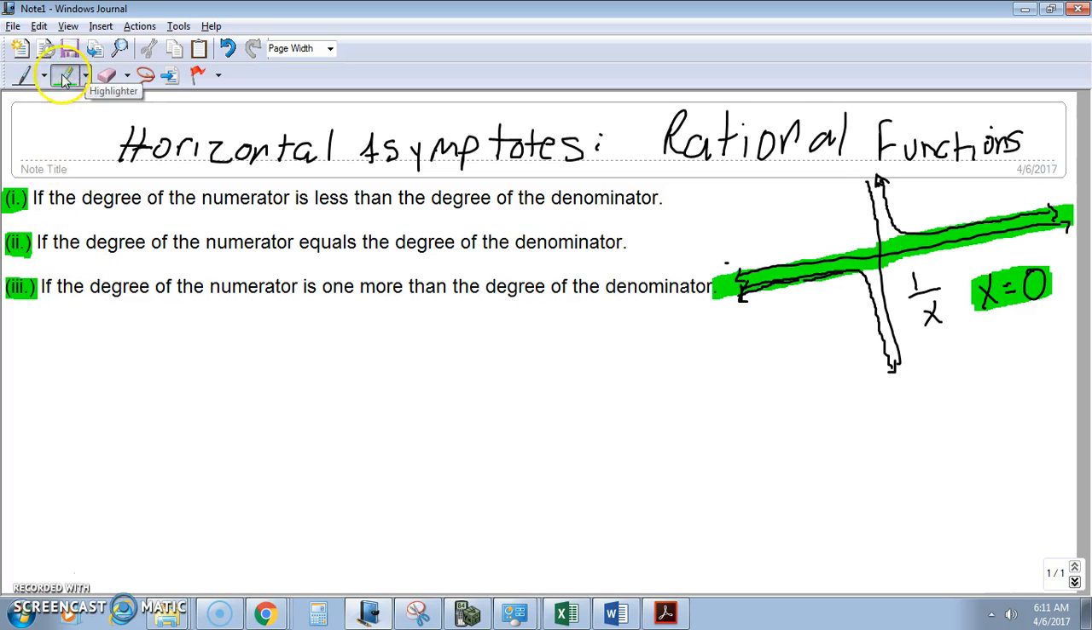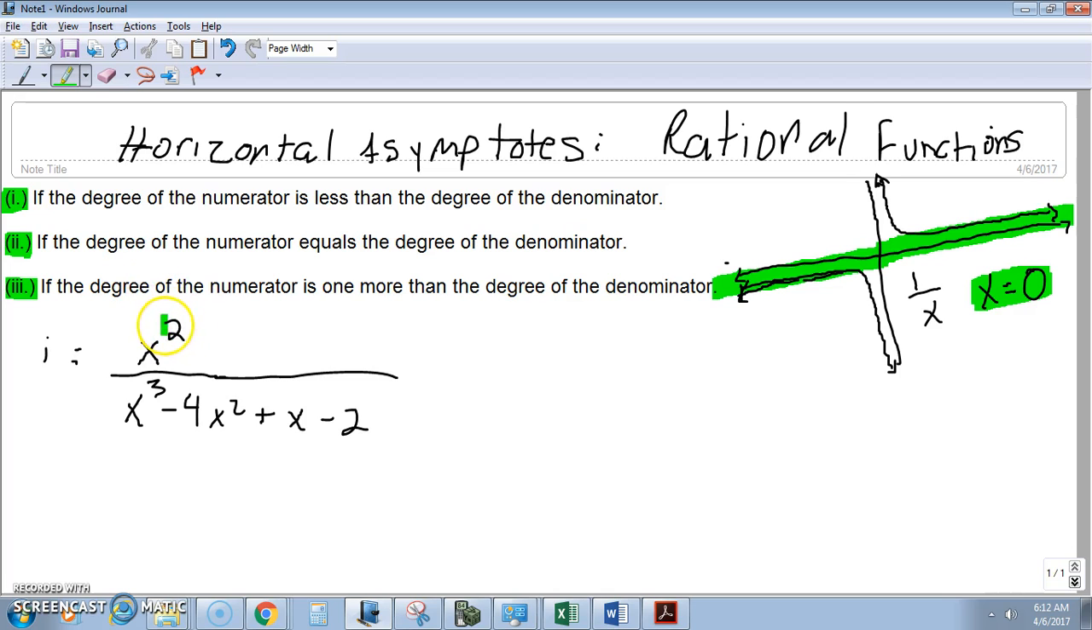So if we take a look at an example for the first one, the degree of the numerator is less than the degree of the denominator, could be x squared over x cubed minus 4x squared plus x minus 2. Okay, the degree on the numerator is 2, and the degree on the denominator is 3. Remember, it's the highest exponent. So that matches the first one.